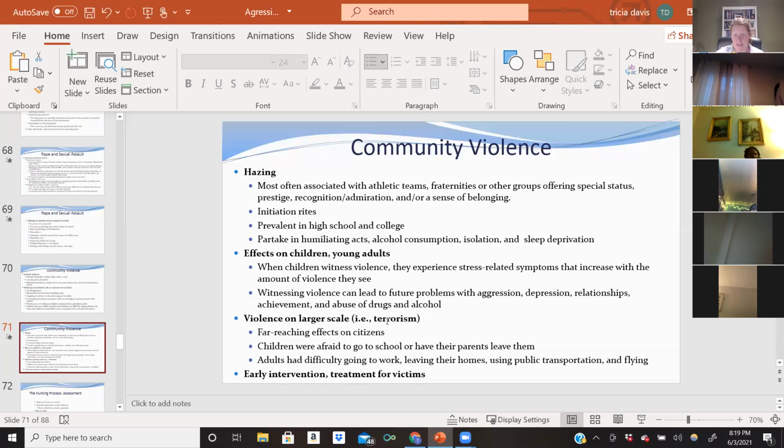Adults that didn't have children didn't want to go back to work. They wanted to stay at home. They had fear of using public transportation and then flying. So it has a huge effect on our society. And then we know that with anything, early intervention is the best for the best possible outcomes for our victims.